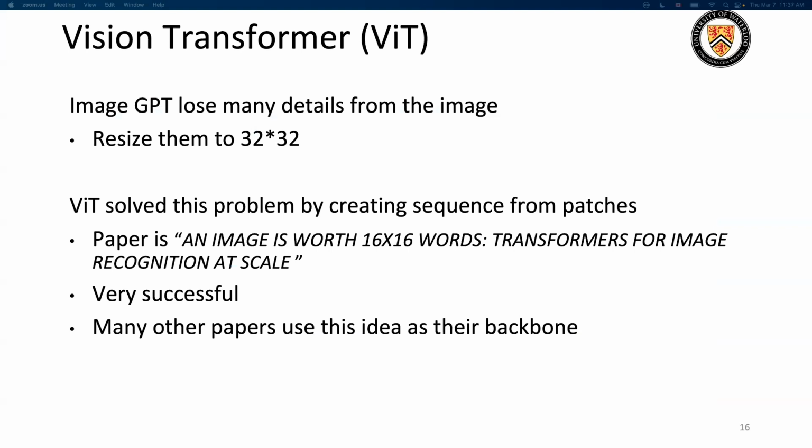Okay, so we saw how ImageGPT works, and there is a main problem with this model. They resize the images to 32 by 32, so they lose many details from the information. They're just making a huge image with a lot of details into a very small, low resolution image. ViT solved this problem by creating a sequence from patches instead of the whole picture. Again, this paper was very successful, and many other papers used this idea in their research.